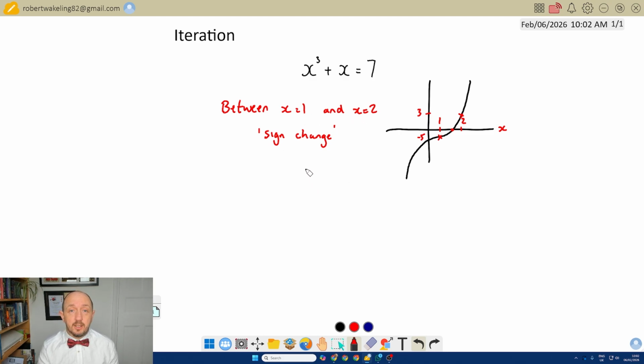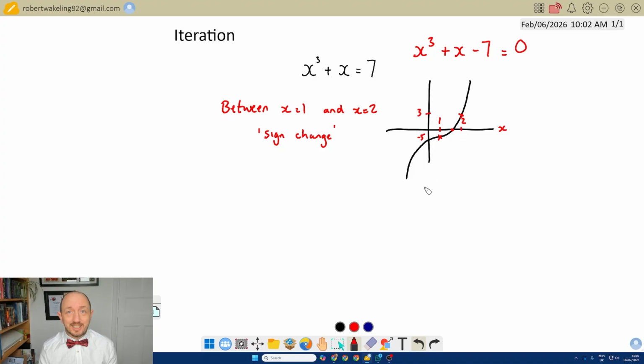And all we have to do is put x equals 1 into this formula, x cubed plus x minus 7 equals 0. Okay, we make it equal 0. When I substitute 1 into here, 1 cubed plus 1 minus 7 is negative 5. And when I put 2 in, 2 cubed is 8, plus 2 is 10, minus 7 becomes 3. So all I have to do is substitute x equals 1, show that it's negative, do x equals 2, show that it's positive, and then we can say that there's a sign change, so there is a solution between x equals 1 and x equals 2.